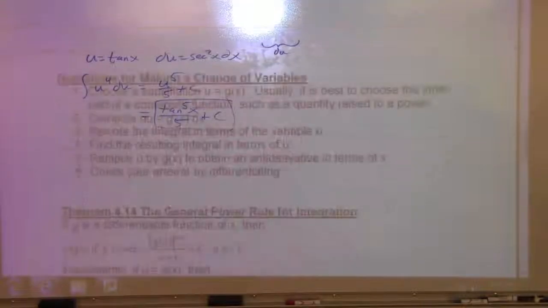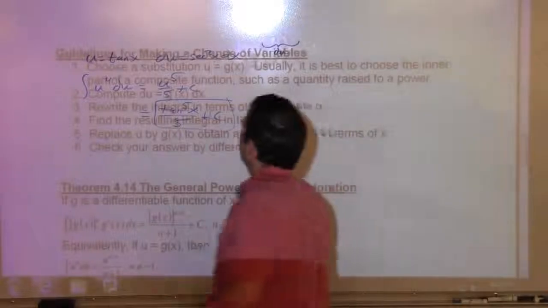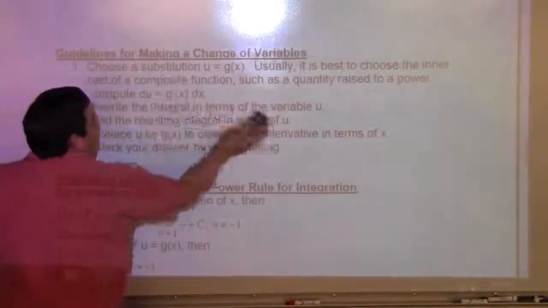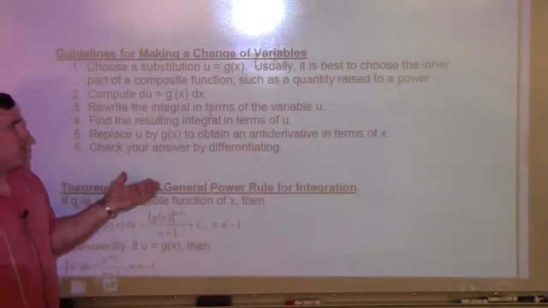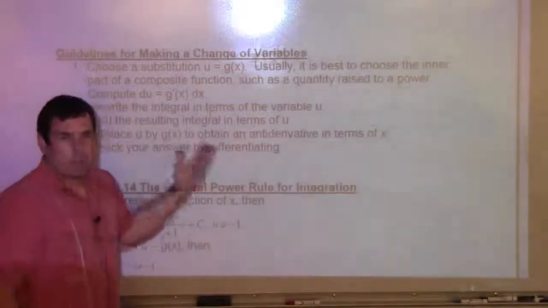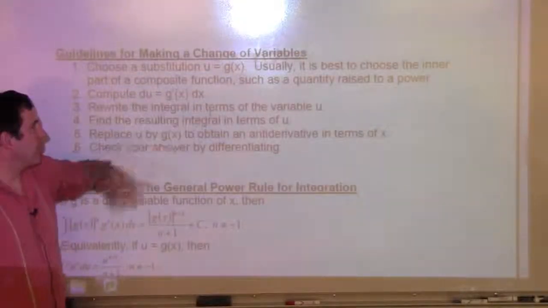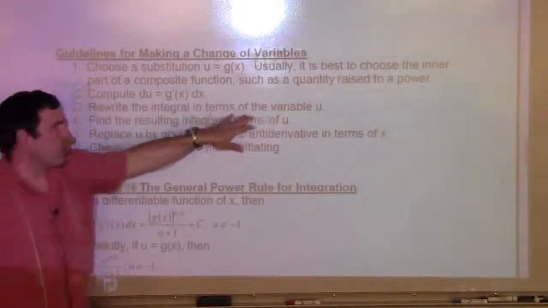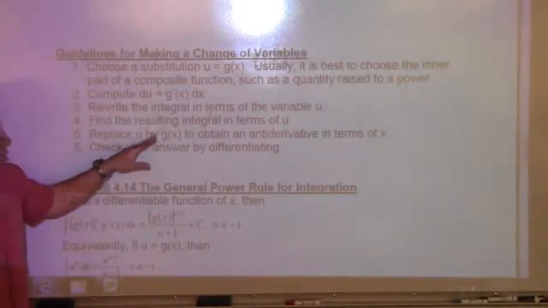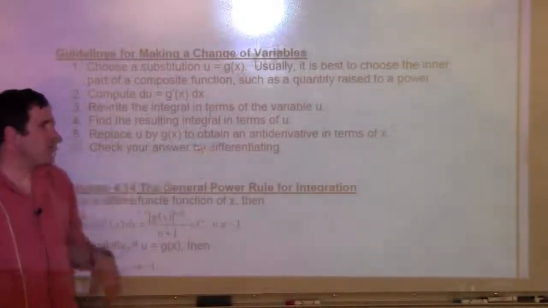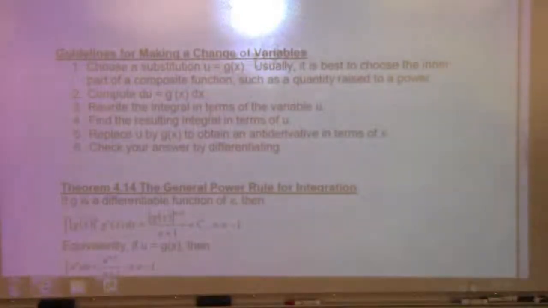And on to page 4. This is guidelines for making a change of variables. Let's choose a substitution, u equals g of x. Usually it is best to choose the inner part of a composite function, such as a quantity raised to a power, like a square root or something to the 5th power. Compute du equals g prime of x dx. Rewrite the integral in terms of the variable u. Find the resulting integral in terms of u. Replace u by g of x to obtain the antiderivative in terms of x. Check your answer by differentiating. I'm trusting you'll all be checking your answers.